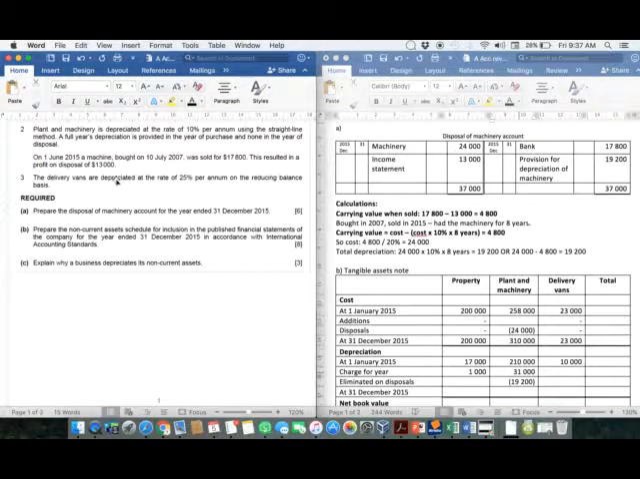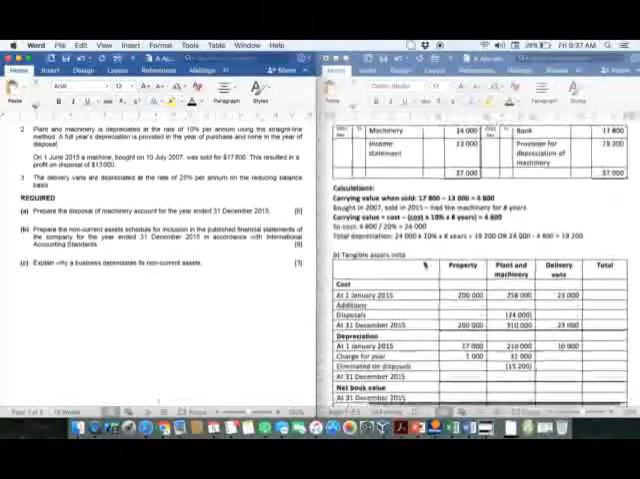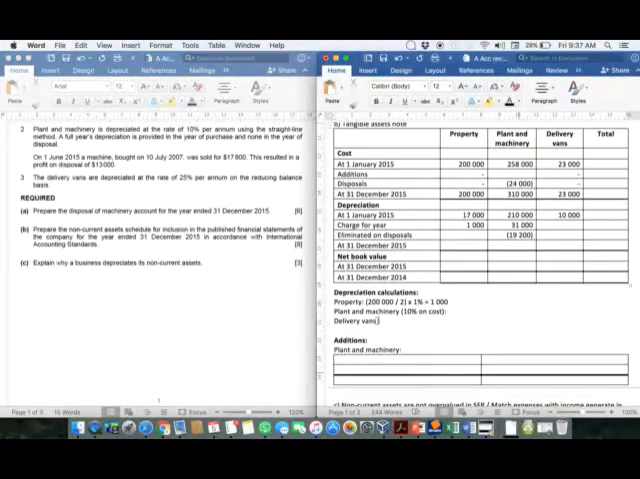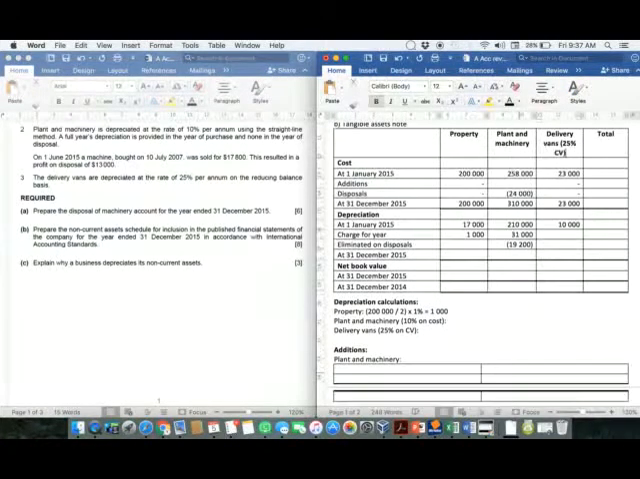Right, now we've used everything that we can from information number 2. Let's go on and do information number 3. The delivery vans are depreciated at the rate of 25% per annum on the reducing balance basis. So if we go now to our notes, delivery vans are 25% on reducing balance, or I like to say on carrying value. It doesn't matter what abbreviation you use, as long as you understand what you're doing. Sometimes I actually even like to write it up over here instead, so that I know that that is my depreciation policy. You do what works best for you. Now, the delivery vans had a cost of 23,000 at the beginning.